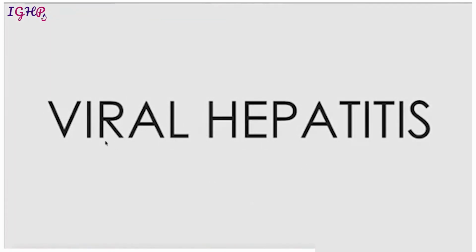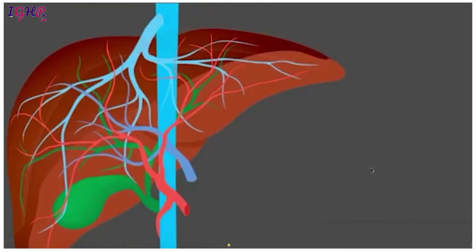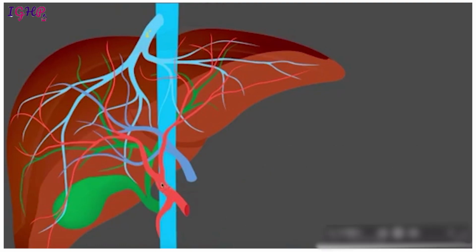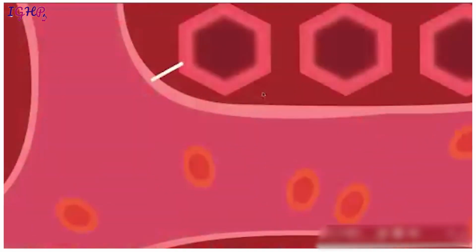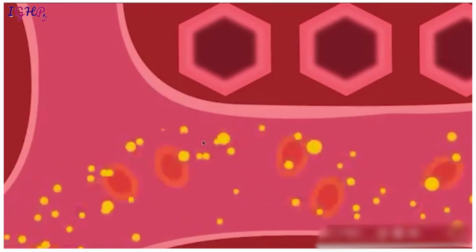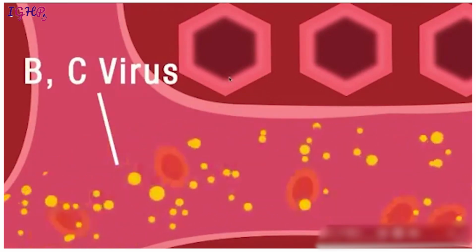Now moving on to different patterns of liver injury. So first we'll be talking of the viral hepatitis, that is the hepatitic pattern of injury, and in this viral hepatitis we'll be talking of the hepatotrophic viruses. Now these hepatotrophic viruses, especially the B and C virus, they enter the liver via the blood, and it finally reaches into the liver vessels and then it goes inside the liver cells. So these come through the blood, and once inside the blood they are going to enter into the hepatocytes.